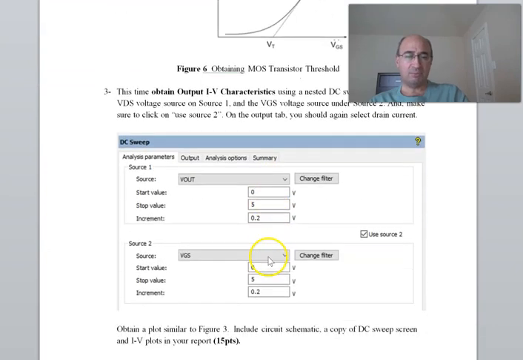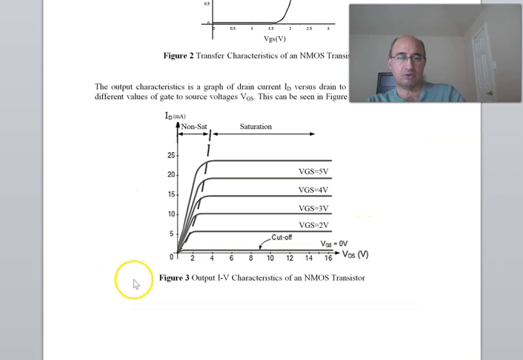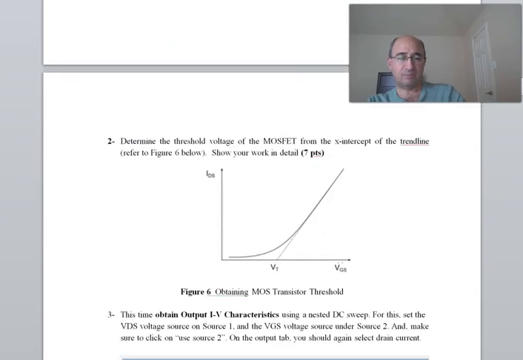The next step would be to do a nested DC sweep. It is a DC sweep with another source added. The first source has to be the VDS voltage source. The second one is the VGS voltage source. Make sure you enable this. You should be getting something similar to this one, where this is a plot of ID versus VDS at different values of VGS. So a bunch of curves here based on your setting.